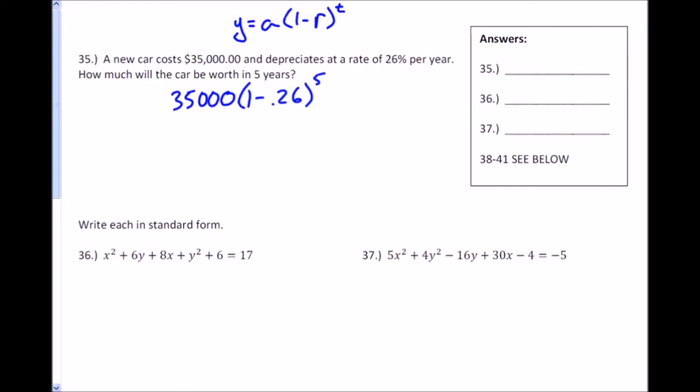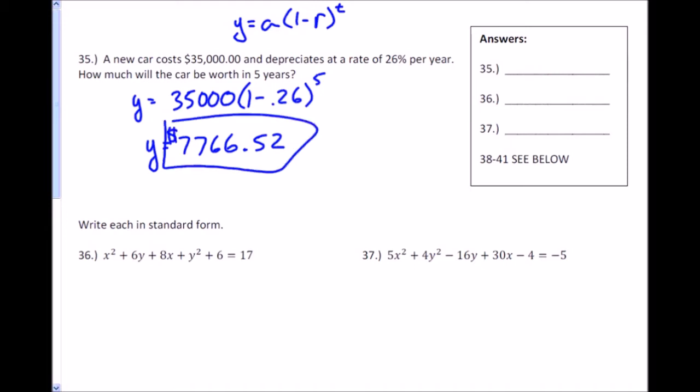And this is just a plug-it-into-my-calculator type problem. I just have to be aware of the order of operations. I have to do the subtraction inside the parentheses first, and then I have to raise that to the 5th power. So just make sure you're doing this in the proper order. I'm going to punch it all in one shot here. And that gives me that y equals $7,766.52. And since we're talking about money, we should obviously round to 2 decimal places.